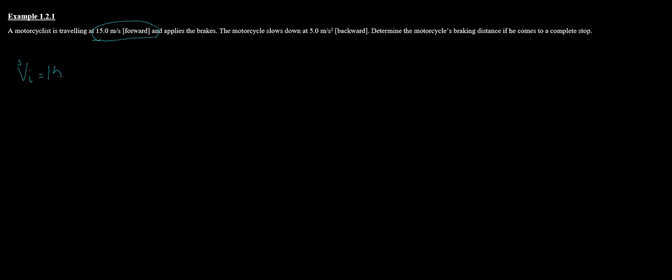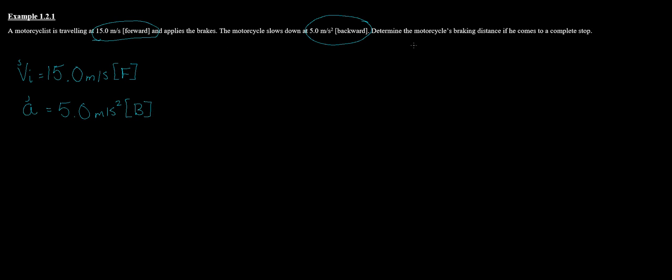The reason we know that is just look at the situation of the problem. We're traveling, we're braking, and then we want to come to a complete stop. So the 15 meters per second forward is the initial velocity of that object. Second piece of information we're given is the acceleration of the object. The acceleration of the object is 5.0 meters per second squared backward. So I'm just going to use F as forward and B as backward.